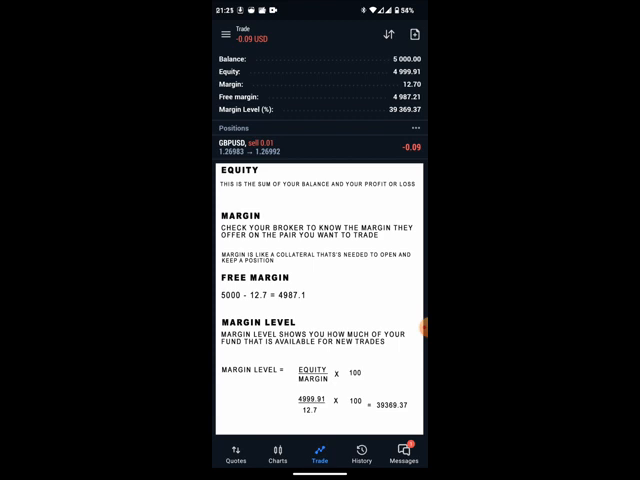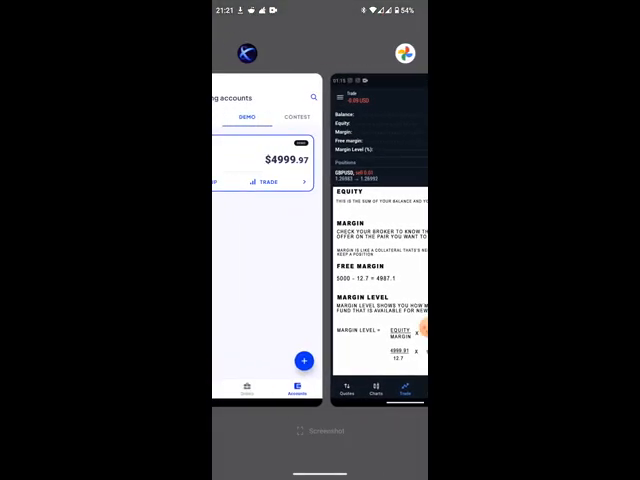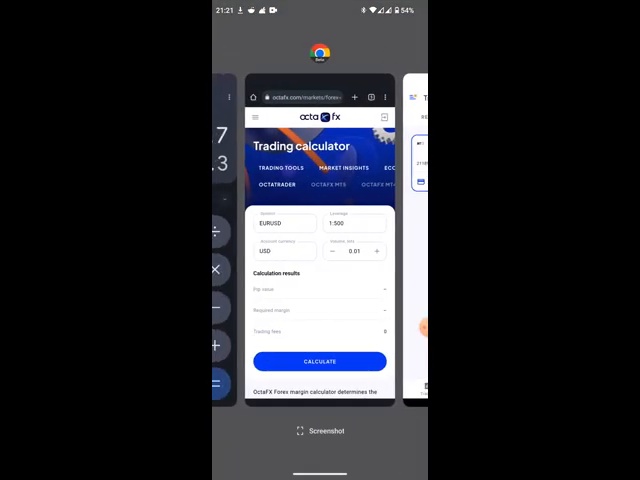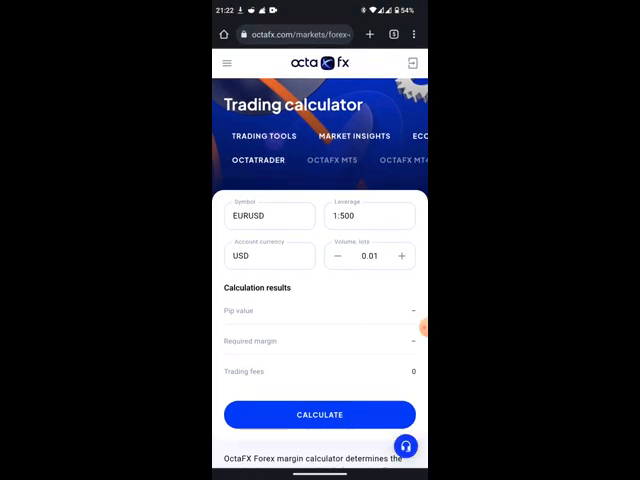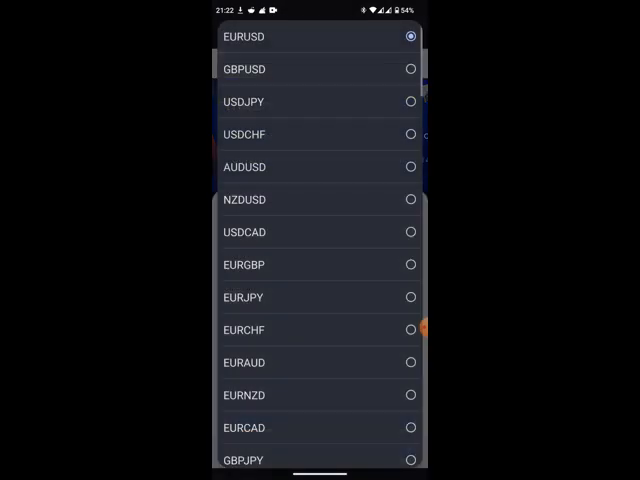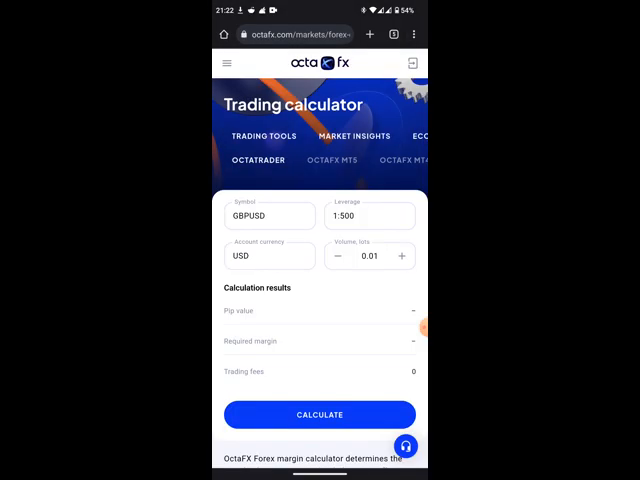So what you simply need to do is check your broker calculator, right? Check your broker calculator and you will know the margin that has been charged for that particular position that you are opening. Well, for this position, definitely let me take you to my broker. So this is the trading calculator for Octafx. If you want to open a position in pounds, you have to select pounds.